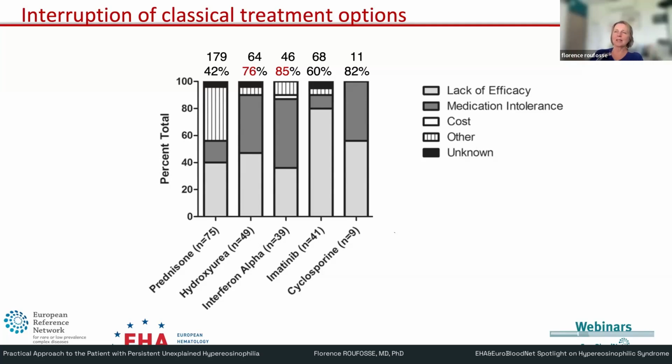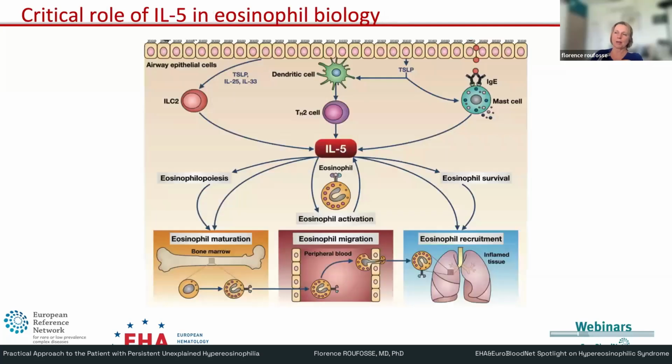So these second-line treatment options are actually not an option, because generally they just don't do the job, or patients can't take them because they don't tolerate them. So there's a very, very important unmet need for corticosteroid tapering therapy in patients with hypereosinophilic syndromes. And this unmet need was addressed by studying the impact of eosinophil targeting therapy in these patients. And this is what I'm going to end the presentation with.